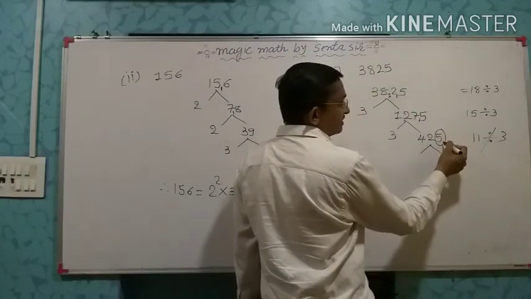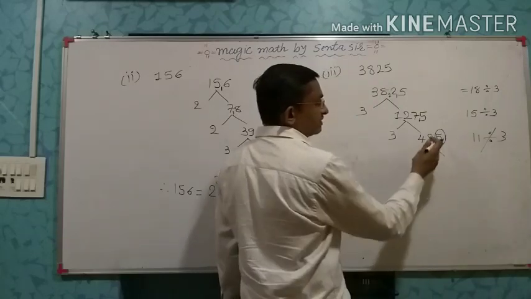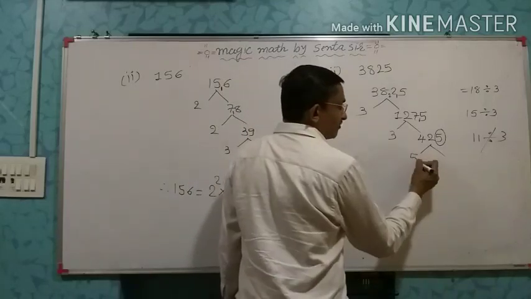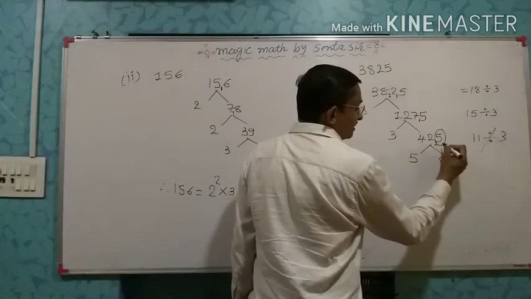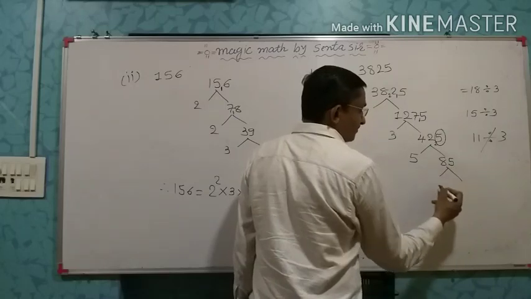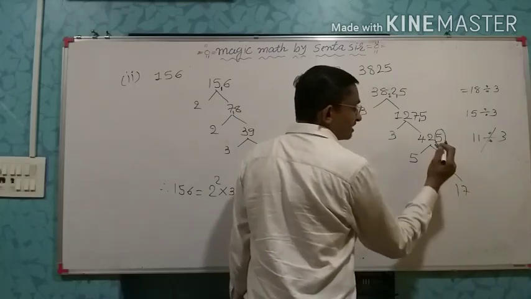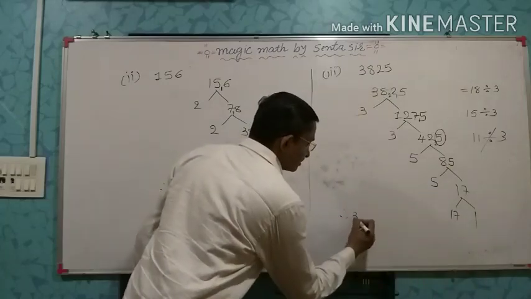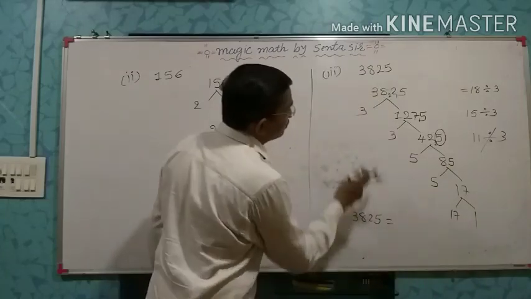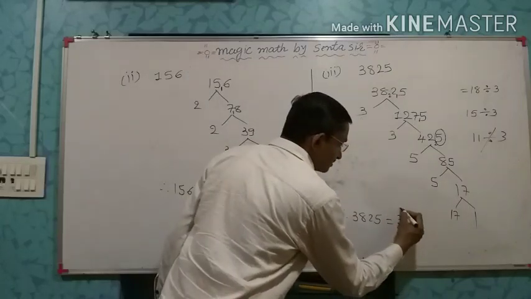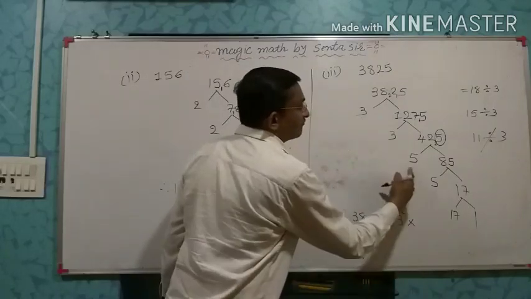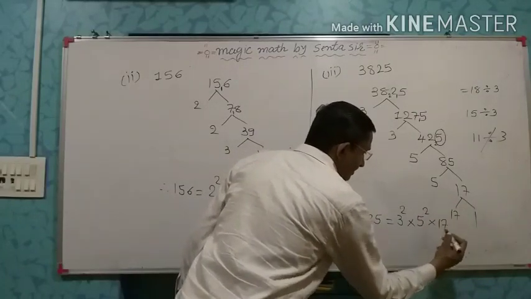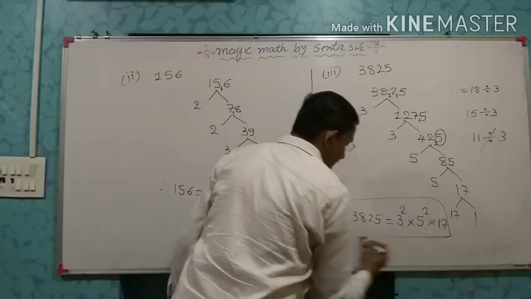Here, the unit digit is 5. Therefore, this number is divisible by 5. 5 eights are 40, 5 fives are 25, 5 17s are 85, 17 ones are 17. Therefore, 3825 is equal to 3 squared into 5 squared into 17. This is the answer.